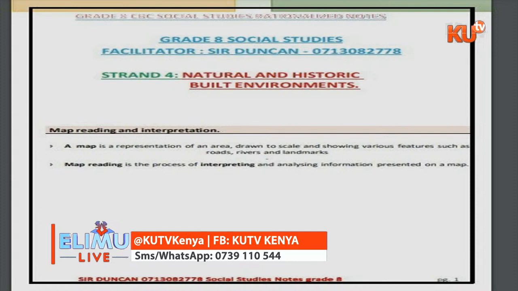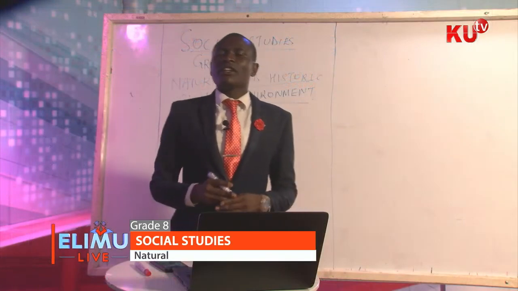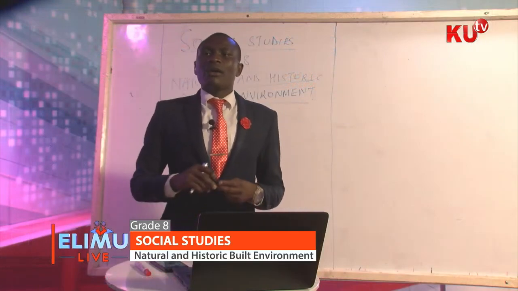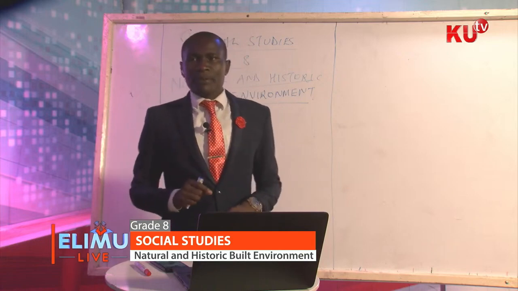So when we are talking about a map, it is just a representation of the earth on a piece of paper, and can still be on a flat surface. And we have said that these features that are represented on a map include one, roads, two, rivers, buildings, and hills. So these are features that are represented on a map.